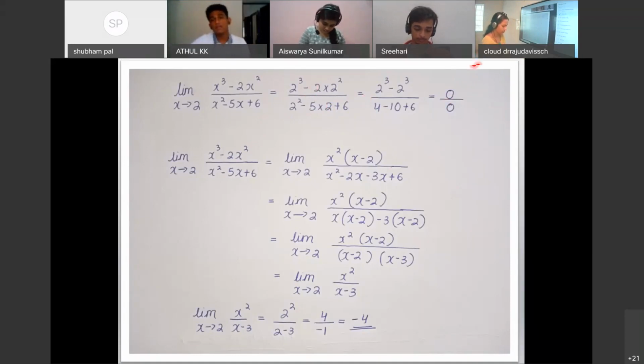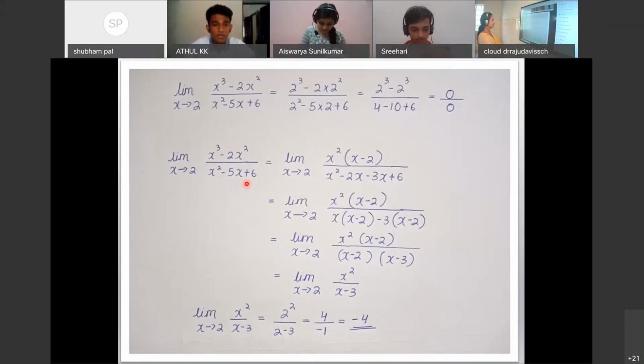So again, the obtained result is of the form 0 by 0, which means we have more work to do. We must now factorize the given function. When factorizing the function in the numerator, we must take an x square common. So it becomes x square into x minus 2.